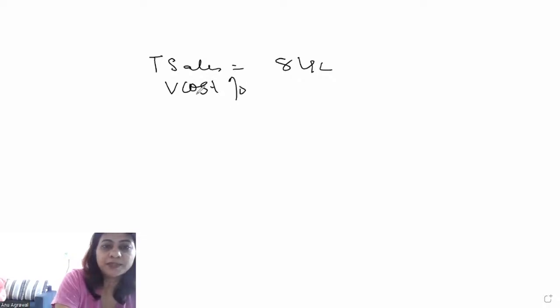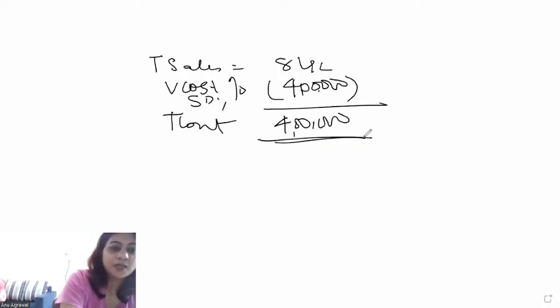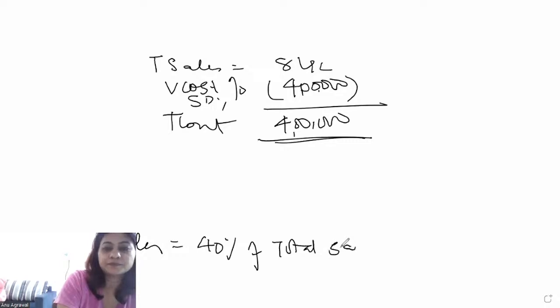Guys, total sales have been given to me as 8 lakhs. Variable cost percentage is 50%. So 4 lakhs. So my total contribution is 4 lakhs. Now MOS sales were how much? 40% of total sales, which is 3,20,000.